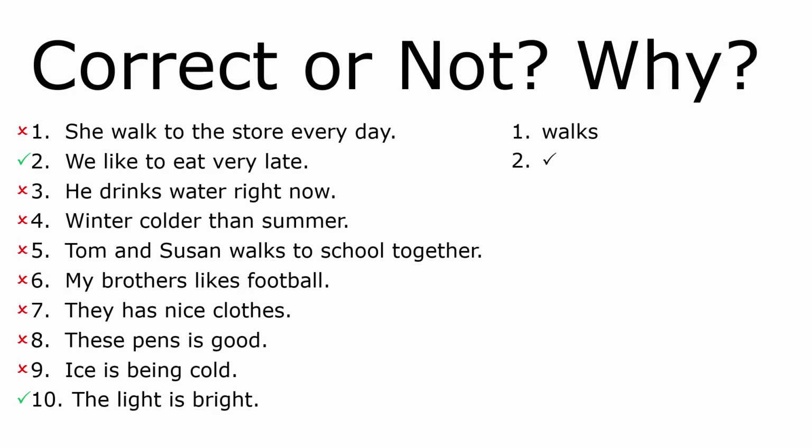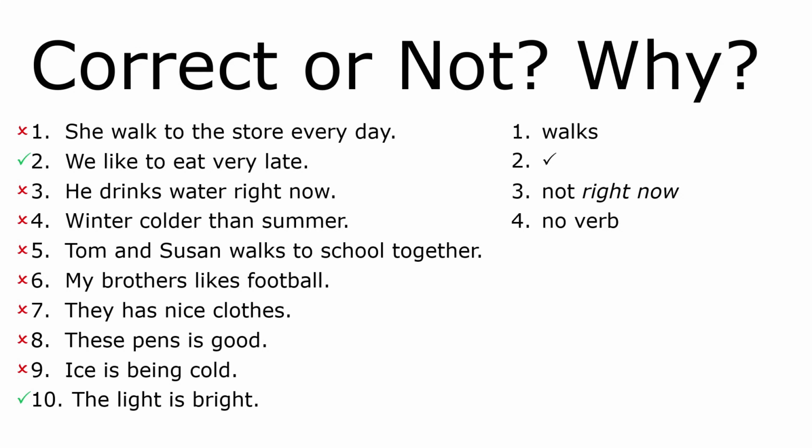Number 3, he drinks water right now. Boy, I hope you got this one right because we just talked about this. Okay, not right now. He is drinking water right now. He drinks water often. He drinks water every day. Okay, if we're talking about what he's doing right now, we cannot use the present simple. We have to use the present continuous. Number 4, winter colder than summer. There is no verb here. You would have to say winter is colder than summer.